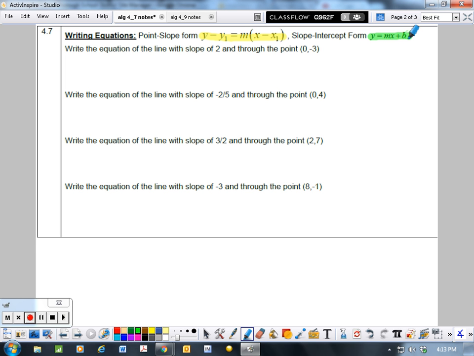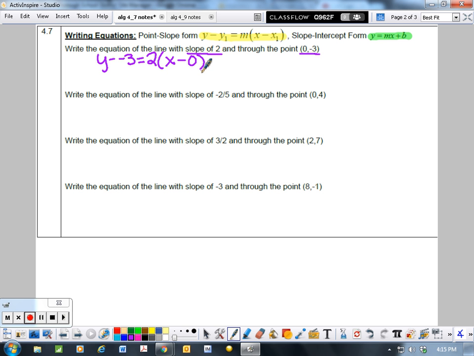so it's easy to graph. So write the equation of a line with the slope of 2 and through the point 0, negative 3. So what we're going to do is put this in the m spot, and we're going to put this in the x and y spot. So it's going to be y minus negative 3. Okay, so y minus our y value of our point, negative 3, equals our slope 2 times x minus the x value of our point, 0.